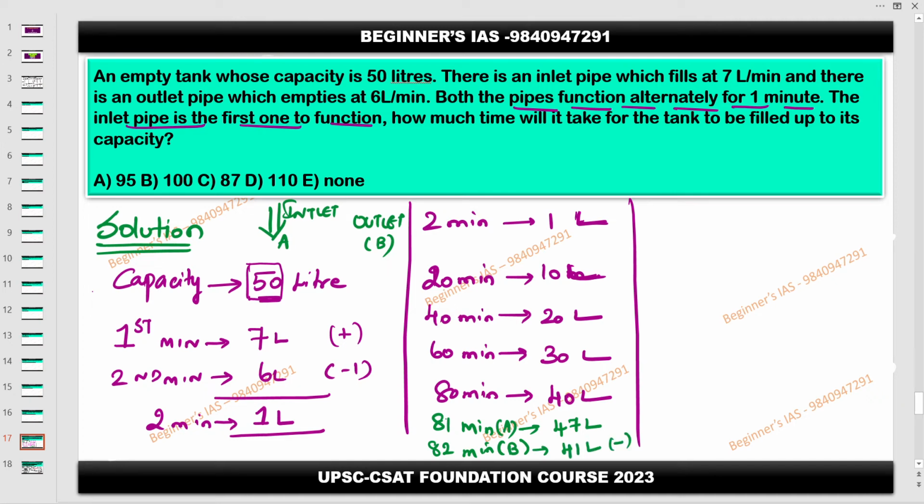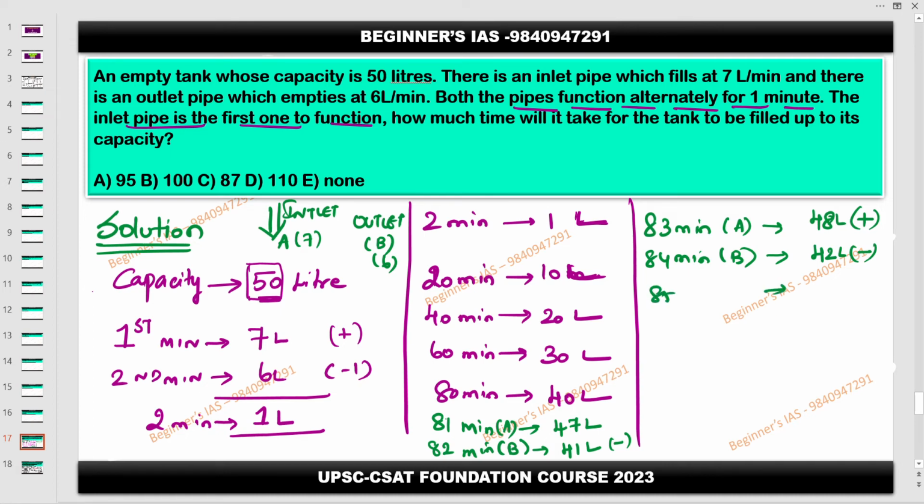Now the 83rd minute, A is going to be open, so we add 7 and get 48 liters. The 84th minute, B is opened, so subtract 6, giving 42 liters. Now the 85th minute, again A is opened, so again we add 7, therefore 49 liters.